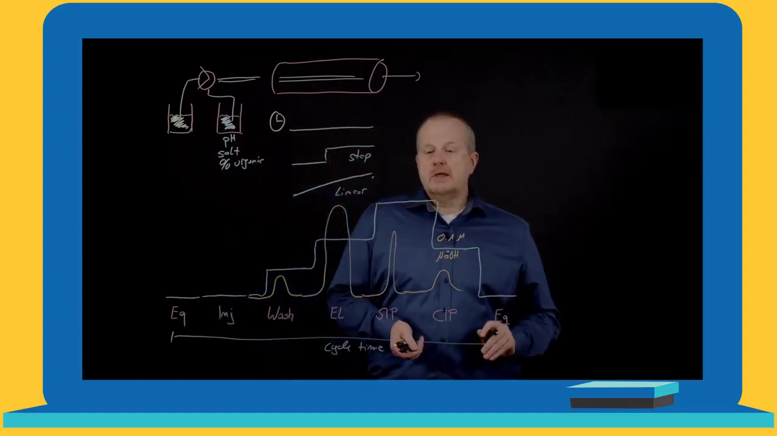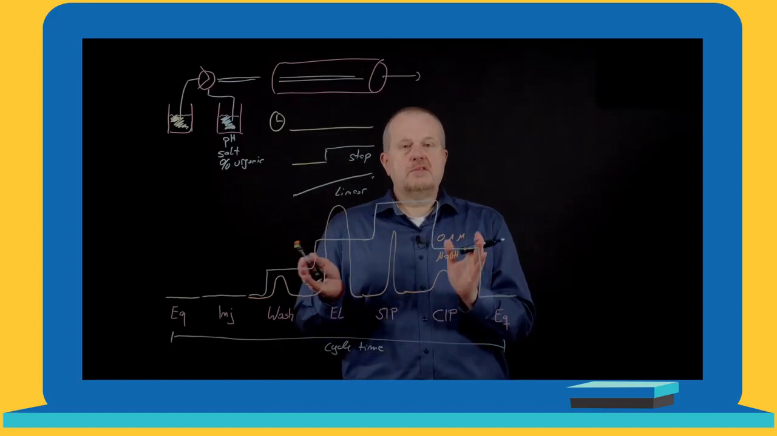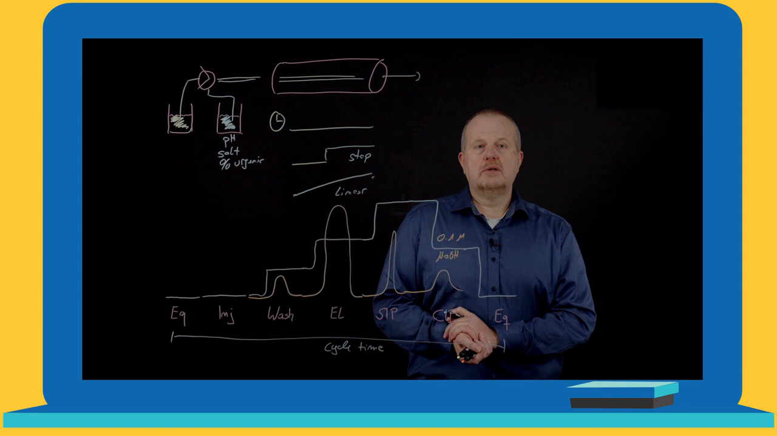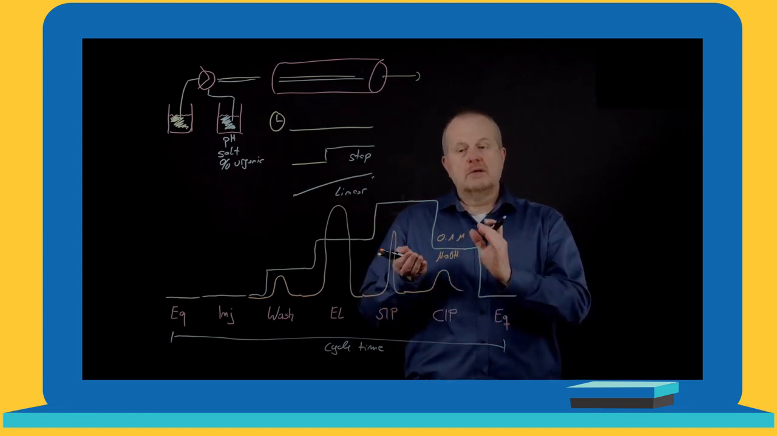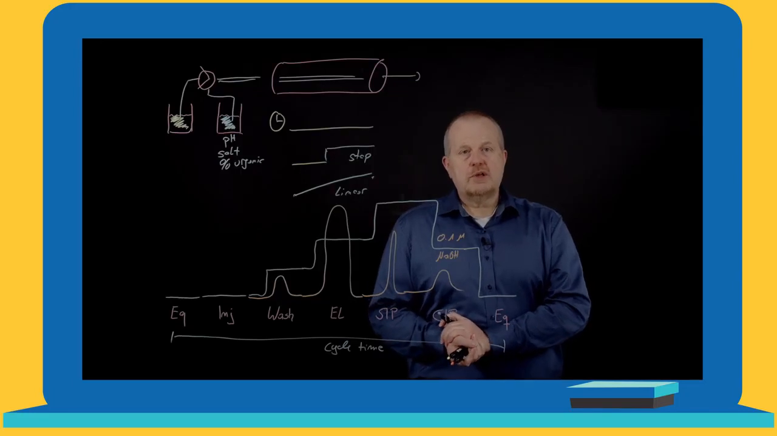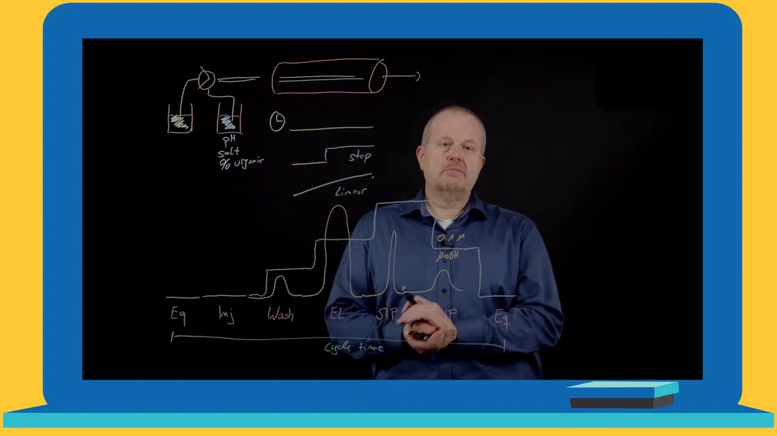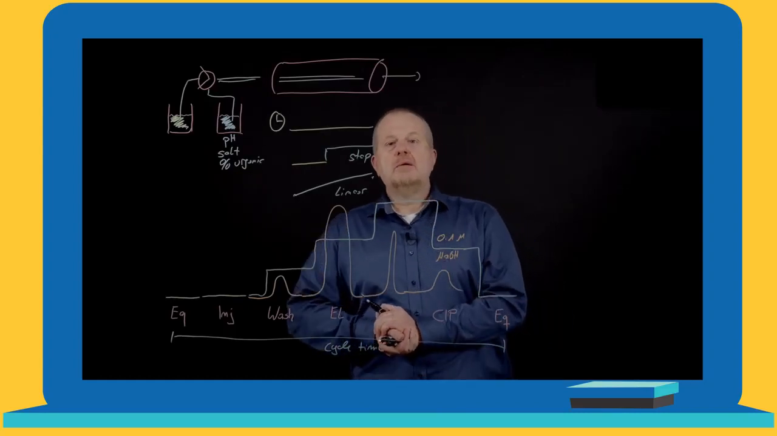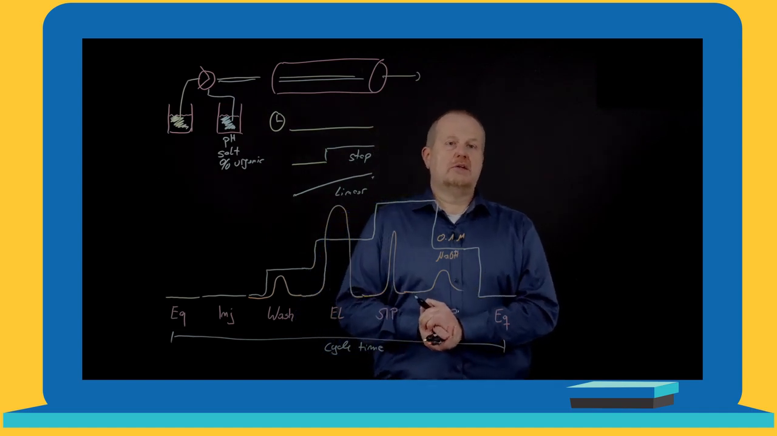As you can imagine, the cycle time should be as short as possible, because the cycle time is determining our productivity. Productivity is the number of injections you can do per given time period. Might be 1 hour, might be a shift of 8 hours, might be 24 hours, multiplied by the amount which is injected into the column.